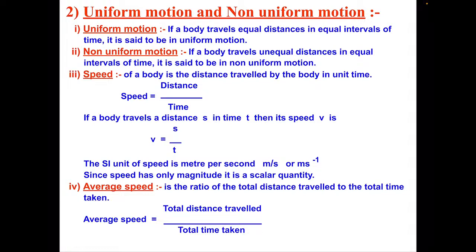Okay. After that, we come to the next topic, that is uniform motion and non-uniform motion. If a body travels equal distance in equal intervals of time, it is said to be uniform motion, and we can also call this constant motion. Otherwise, it is said to be non-uniform motion. Basically, if a body travels equal distance in unequal intervals of time, it is also non-uniform motion. And if unequal distance is covered in equal time, then also it will be non-uniform.